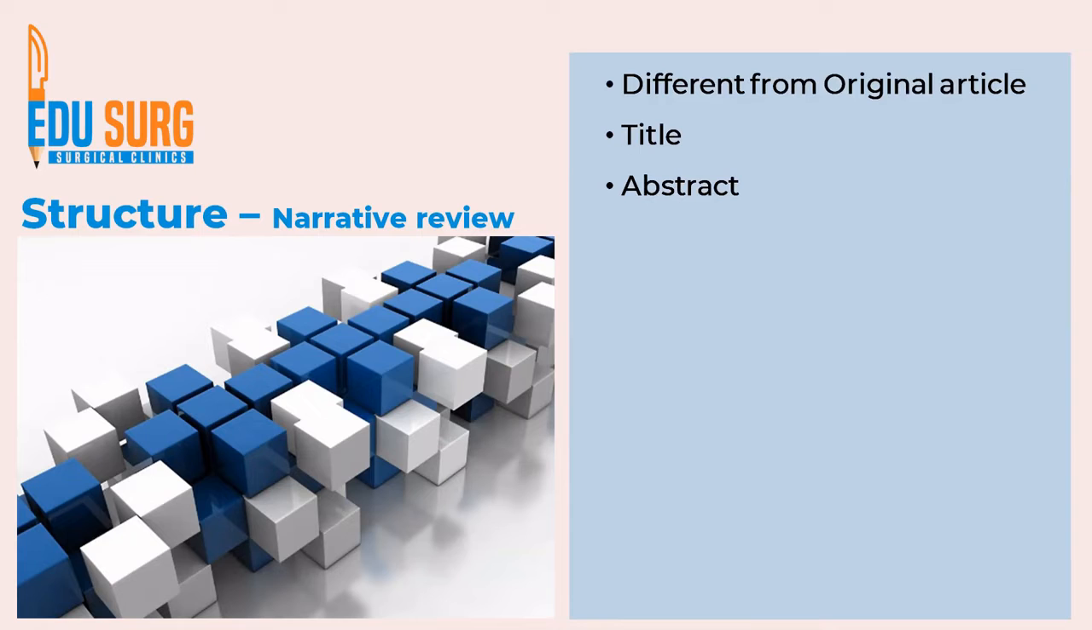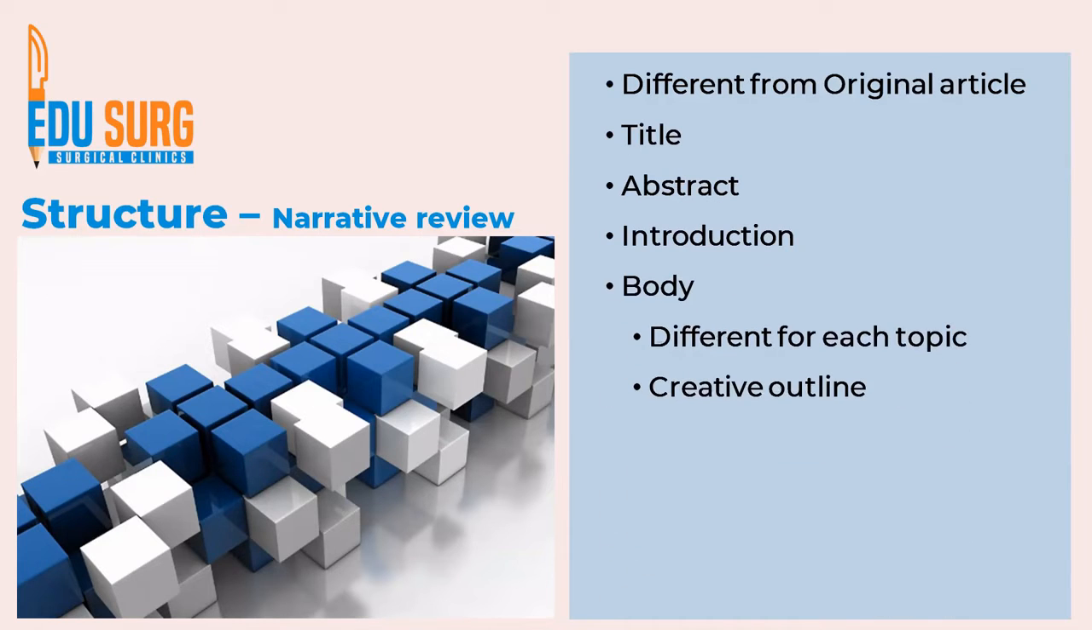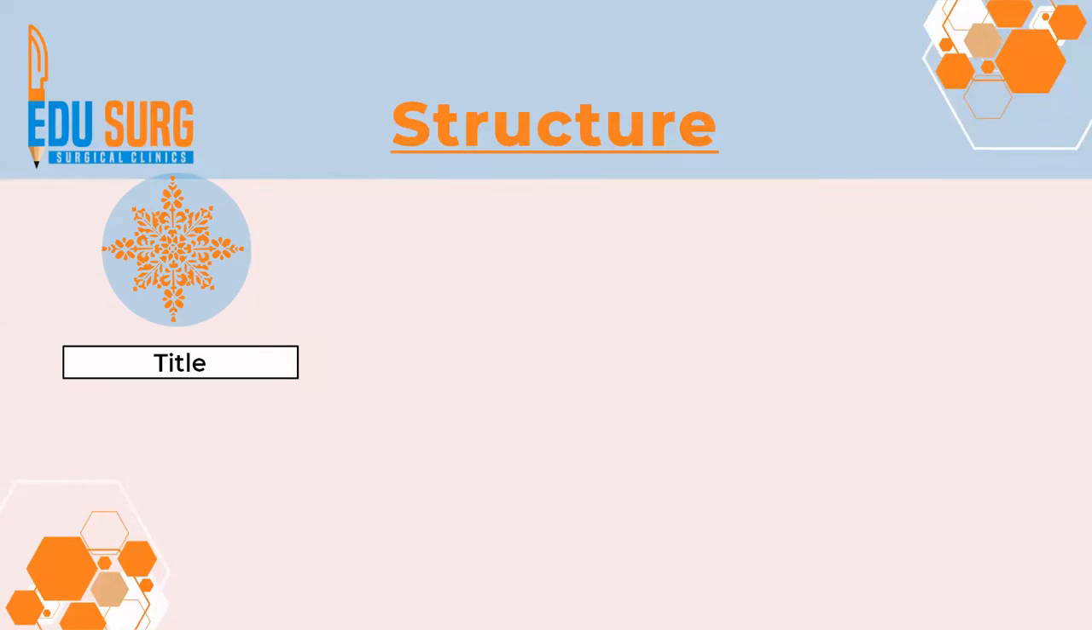When it comes to the structure of a narrative review, it differs from an original article. Of course, it has a title, then an abstract, then an introduction, then the body of the article. This is where it differs significantly from an original article. A narrative review will have different contents or different parts based on each topic, and we will see some examples in our template towards the end of this video. But the outline has to be creative in the sense that it drives a particular topic home towards the conclusion. Then you have a conclusion and then references.